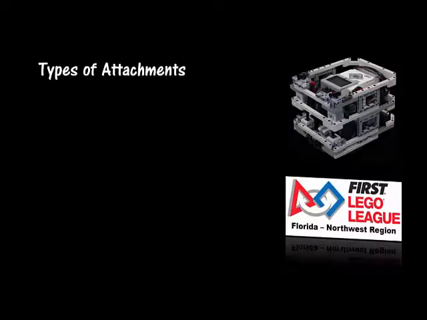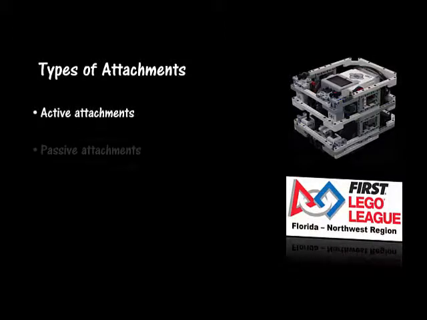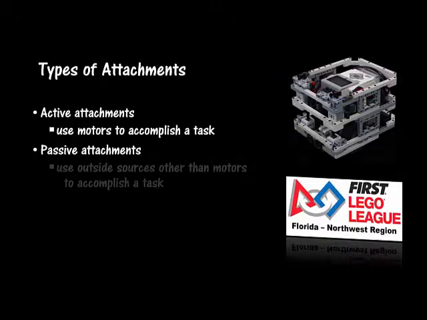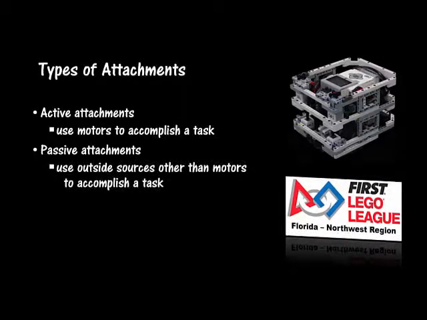To start off, let's go over the two basic categories for attachments. These two types are active and passive attachments. Active attachments are attachments which use motors to accomplish a task within a mission and require power input for the attachment to work. Passive attachments, on the other hand, utilize outside sources and not motors to accomplish a task within a mission with possibly no power input required at all, such as using gravity to move an arm.